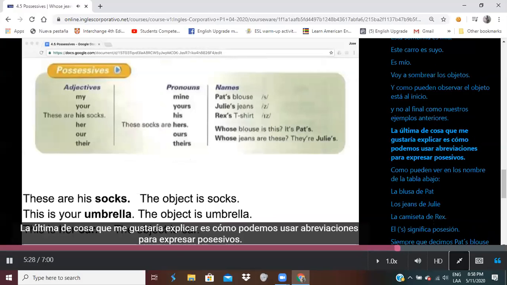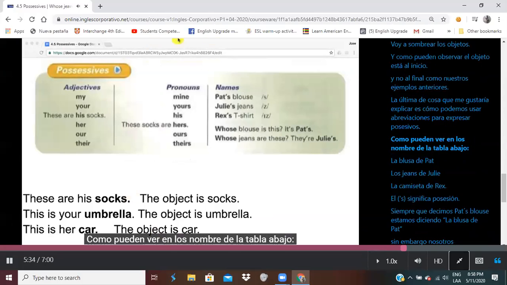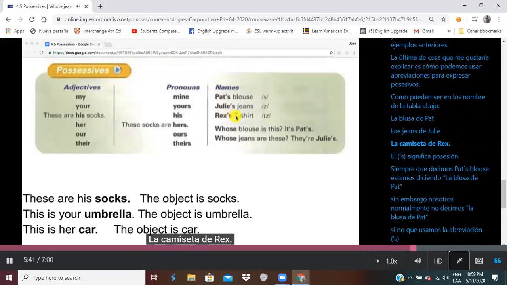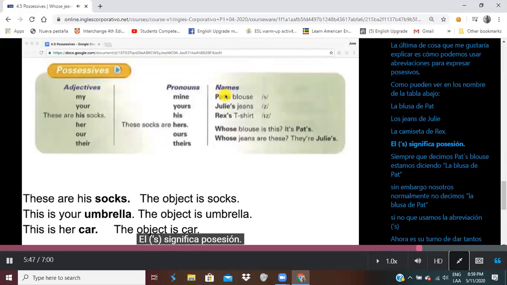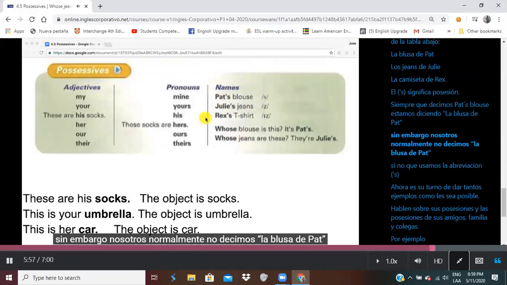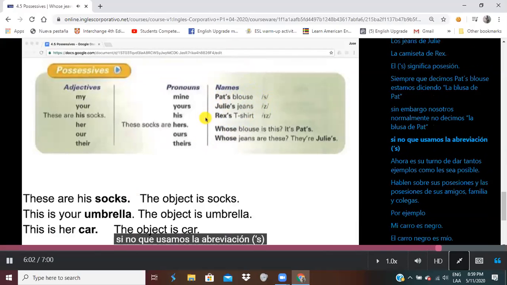The last thing that I would like to explain is how we can use contractions to express possessives. As you can see on the chart, under names, Pat's blouse, Julie's jeans, Rex's t-shirt. The apostrophe S means possessive. Whenever we say Pat's blouse, we are saying the blouse of Pat. However, we normally don't express the blouse of Pat. Instead, we use the contraction or the apostrophe S.